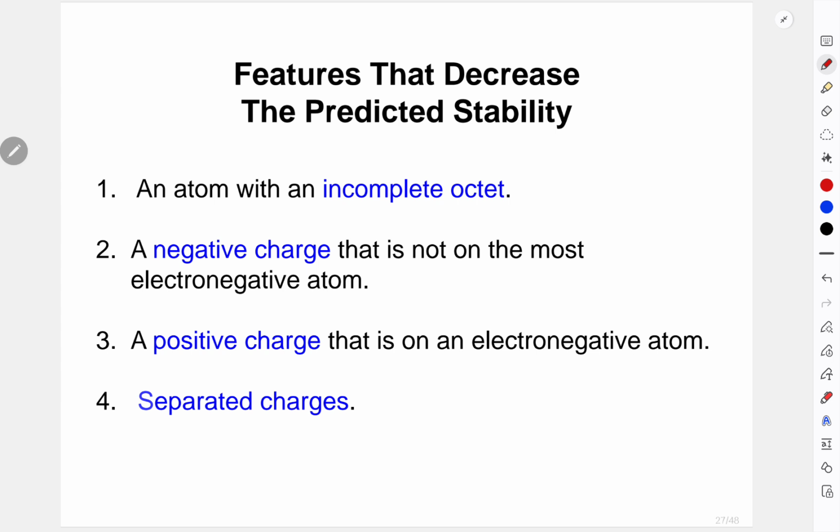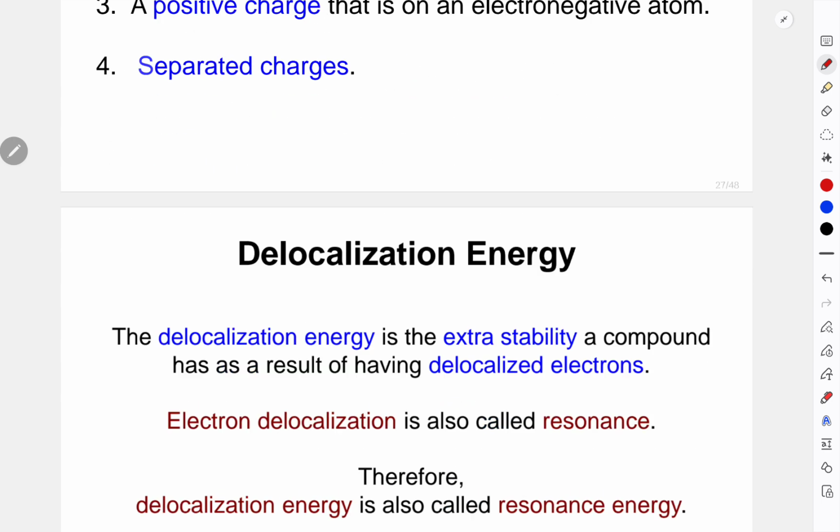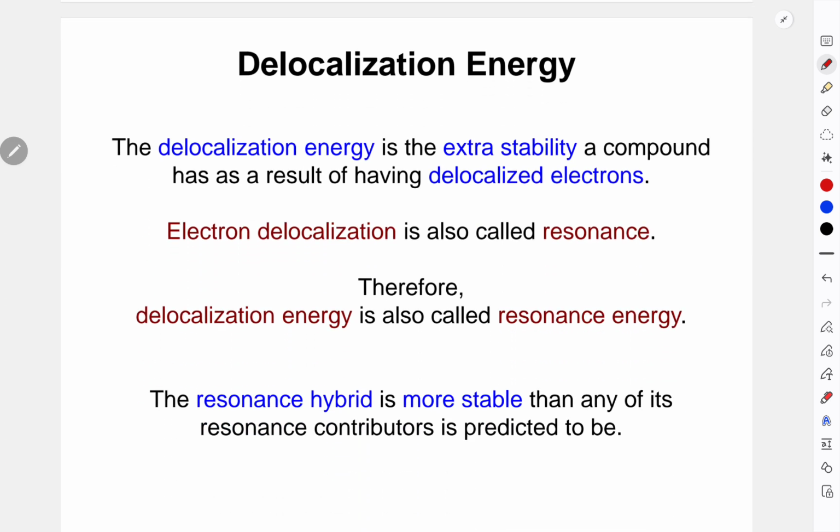Okay, that was just a summary of features that decrease predicted stabilities and eventually the degree of contribution to the resonance hybrid. And here you can think about delocalization. Thus far we discussed the idea of delocalization of electrons within a molecule. And you can think of it energy-wise: delocalization is good for the molecular system.